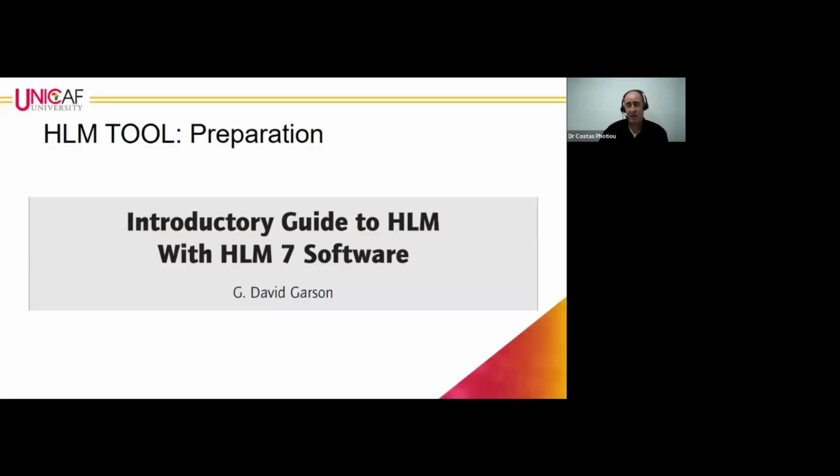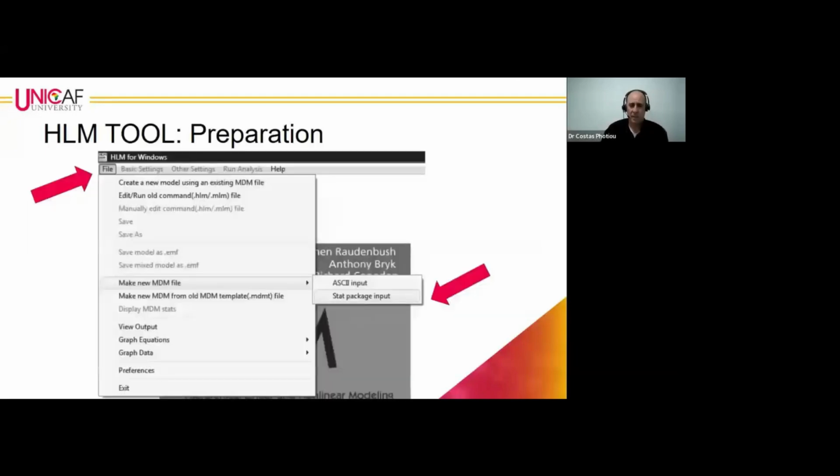So let's go and look at some information on this HLM tool. How do we prepare this tool first of all? When you open the tool, as you can see at the top left arrow, if you press File, you will get all the selections. And what you are looking for is to make a new MDM file. The MDM is the type of file that you will create. So you select the stat package input, which is pointed to by the red arrow on the right-hand side.